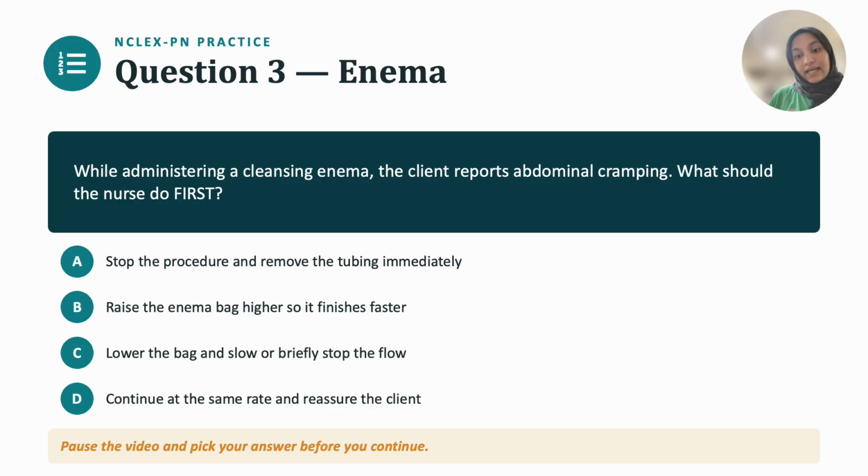Okay, now we have a question on enema. All right. While administering a cleansing enema, the client reports abdominal cramping. What should a nurse do first? Now think about why cramping happens during an enema. If the flow is the problem, what's the gentlest fix that still lets you finish? So what would you do?